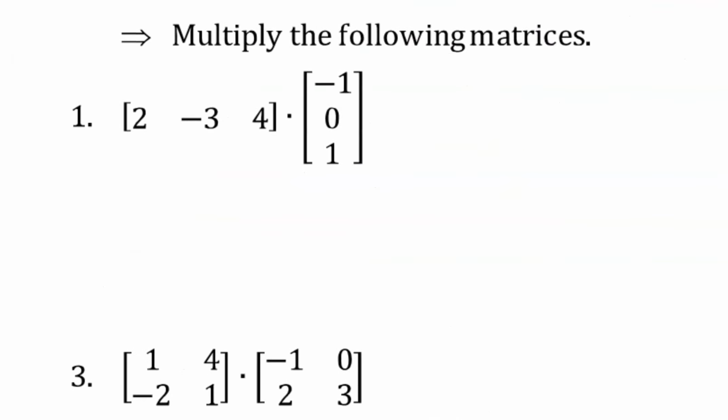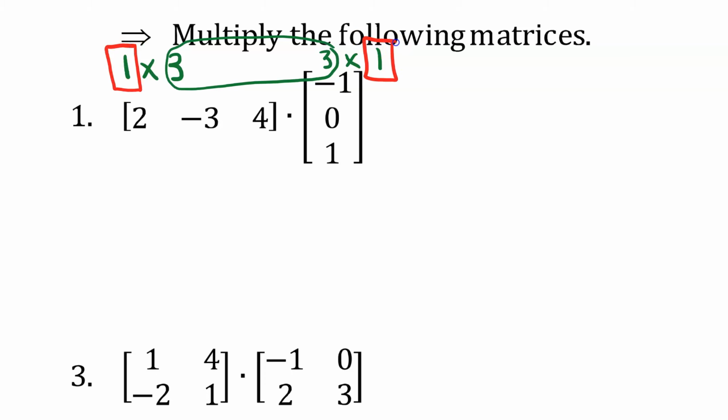All right, so this is a 1 row by 3 column matrix, and this is a 3 row by 1 column matrix. Since these two middle numbers are the same, we can multiply them, and our result is going to be a 1 by 1 matrix. So we're basically going to end up with a really tiny matrix, just 1 by 1.